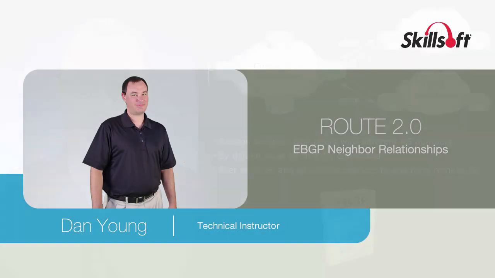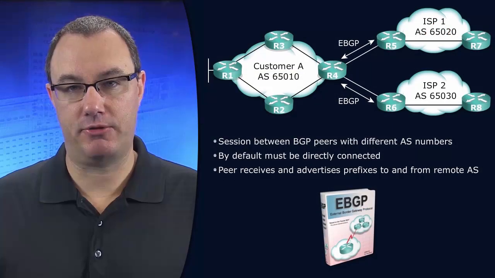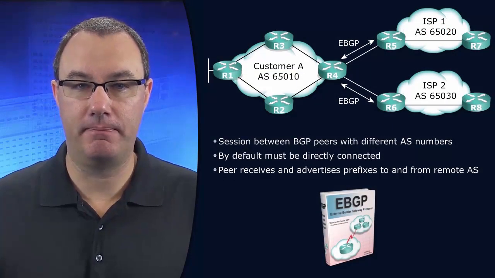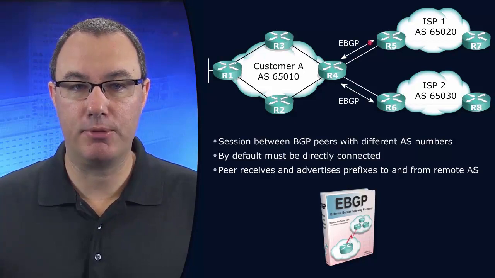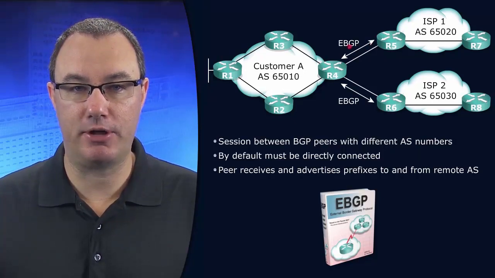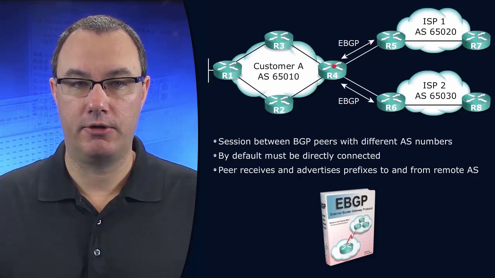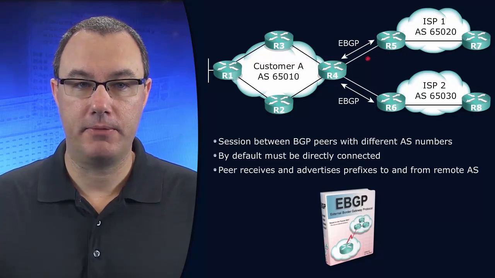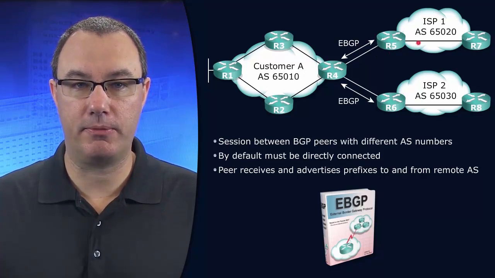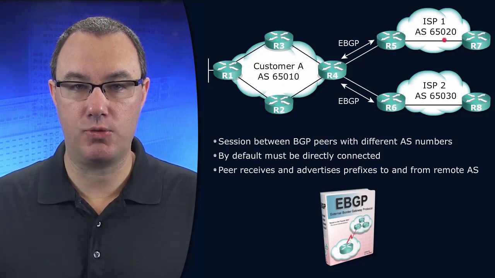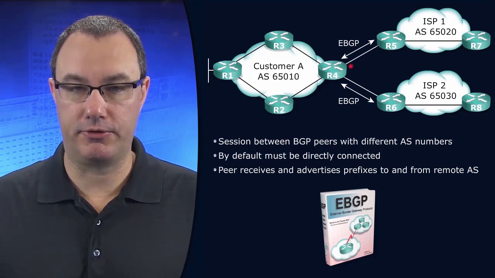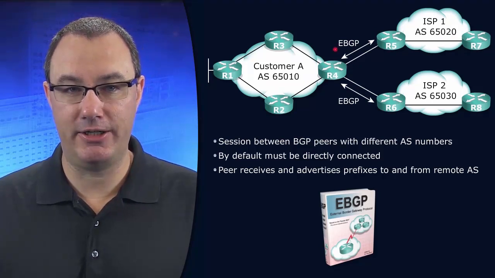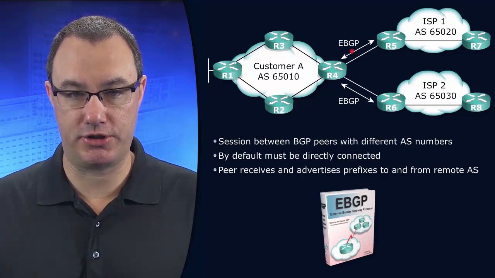EBGP relationships are classified when we have a neighbor relationship between separate autonomous systems. That's the distinction. So when router 4 is peering with router 5, because these routers are in different autonomous systems, 65.0.10 and 20, different, certainly, we are going to have an EBGP neighbor relationship.